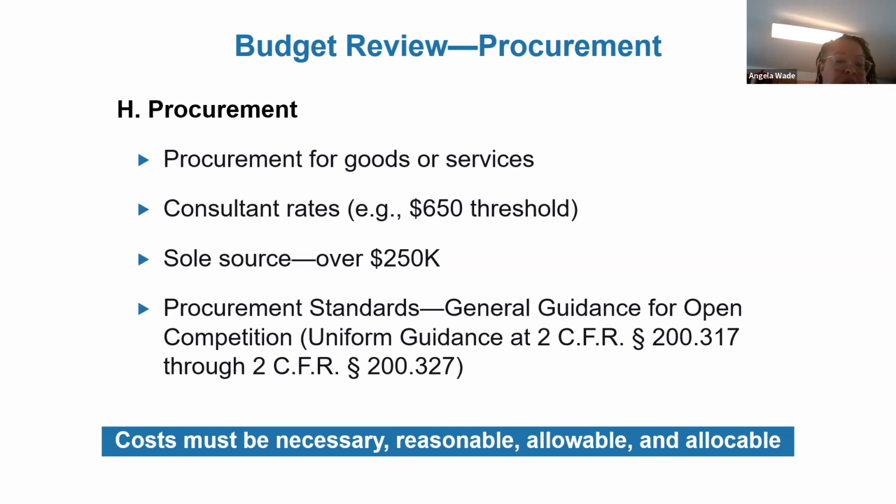So for each one of these things in procurement, you want to list out the service they're providing, the rate or fee, and how it's going to support your particular grant program.